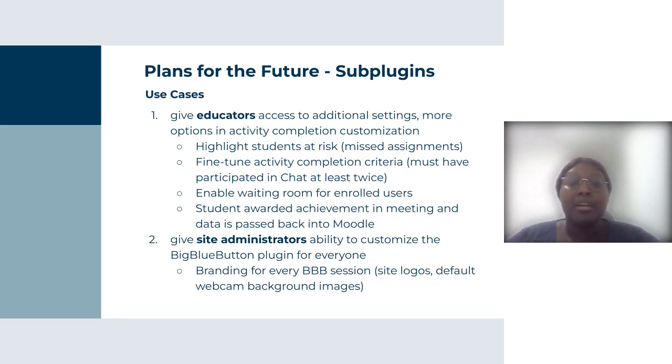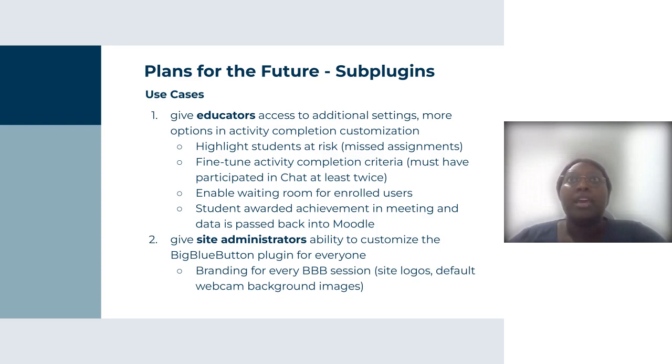In the case of BigBlueButton, here are some examples of what subplugins could do. So you want to give educators access to additional settings and more options in activity completion customization. So for example, an instructor might want to know which students are at risk in a particular course. So the Moodle data would be passed into BigBlueButton to highlight, let's say, the data related to a student, for example, missed assignments. So an instructor would be able to see from within BigBlueButton data passed from Moodle and be aware of which students have missed particular assignments.